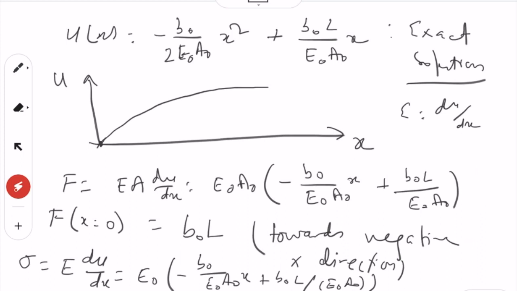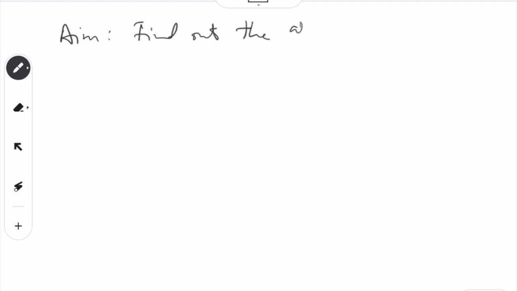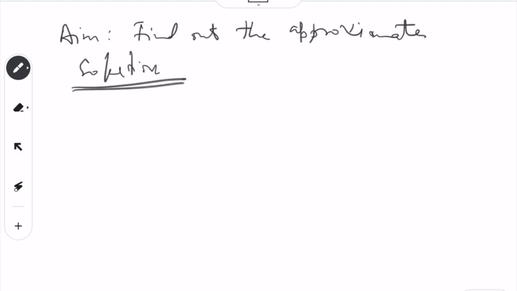The thing is, our aim is to find an approximate solution. The aim of this course is to find the approximate solution. And how to find it, that is the main thing. Right now we have integrated.